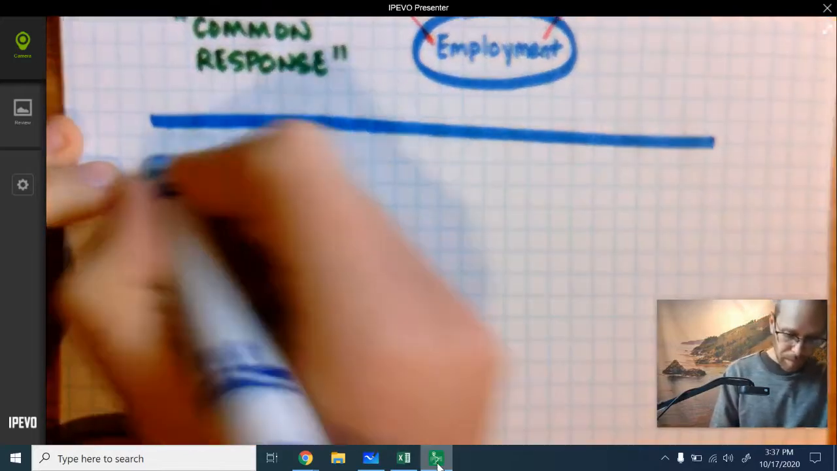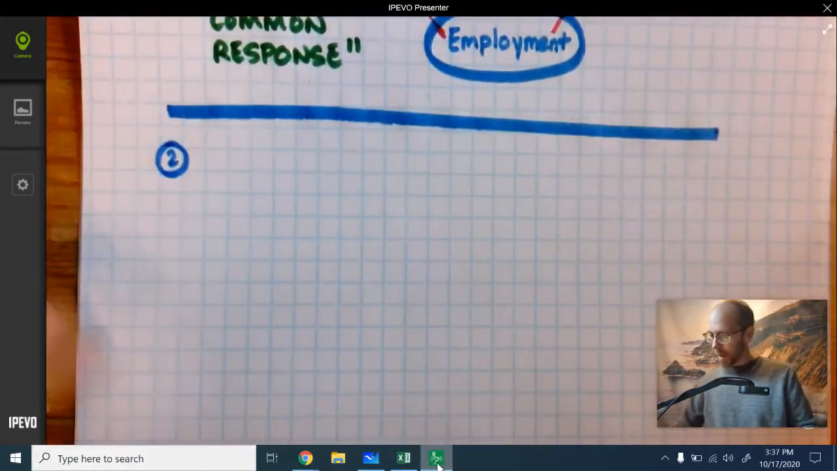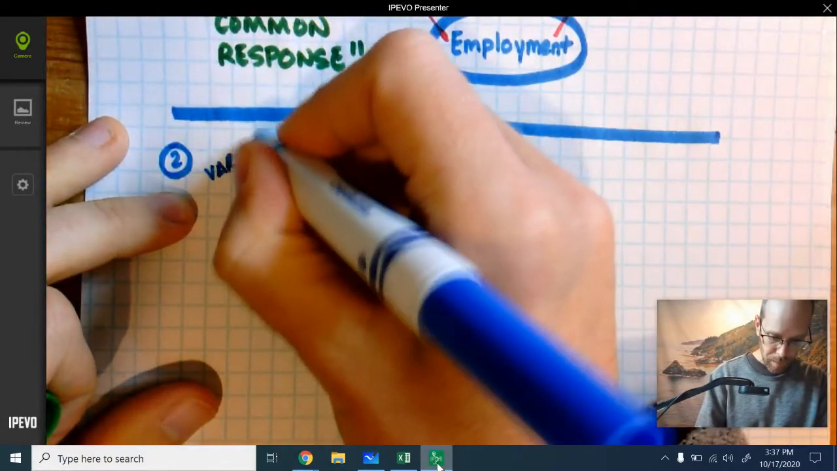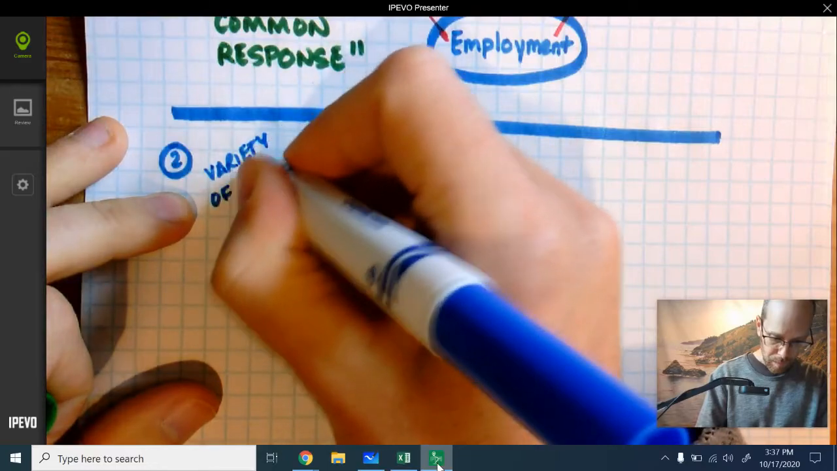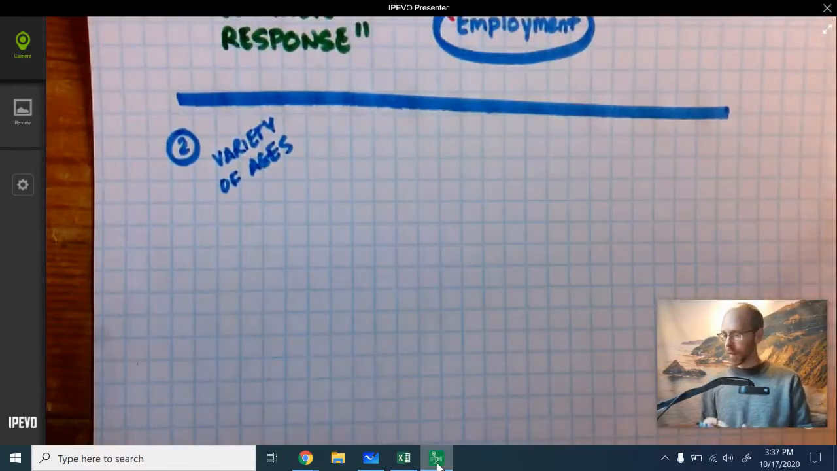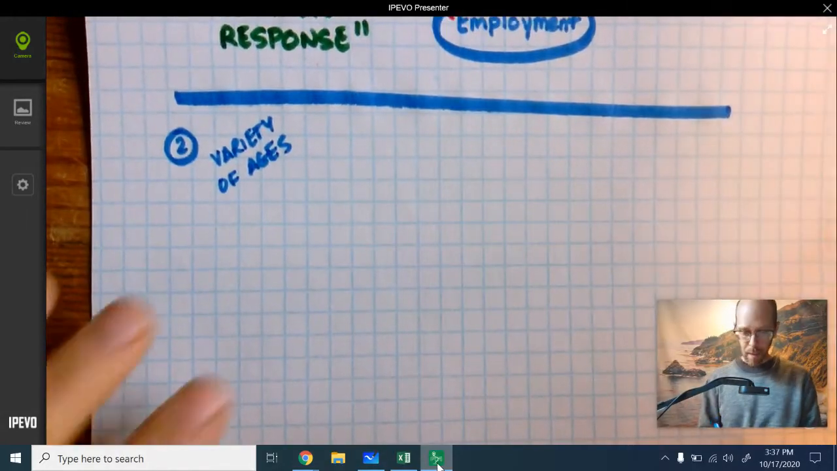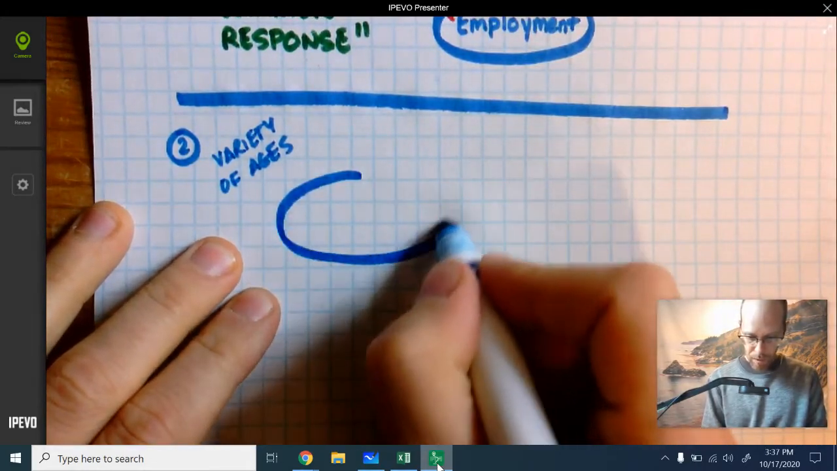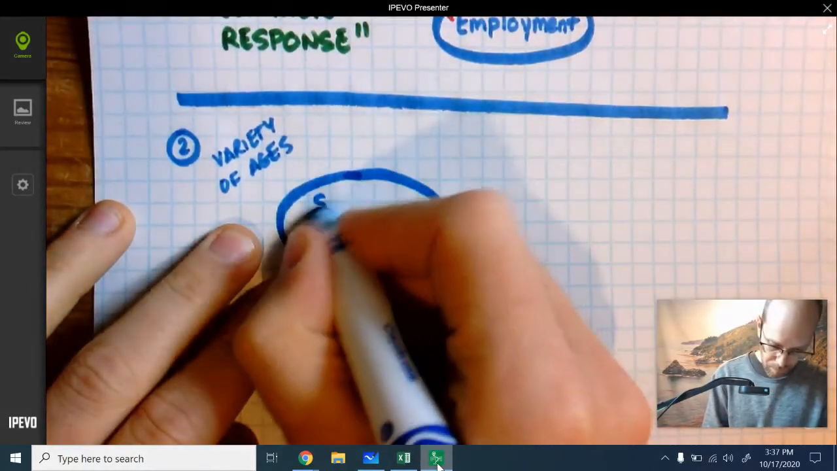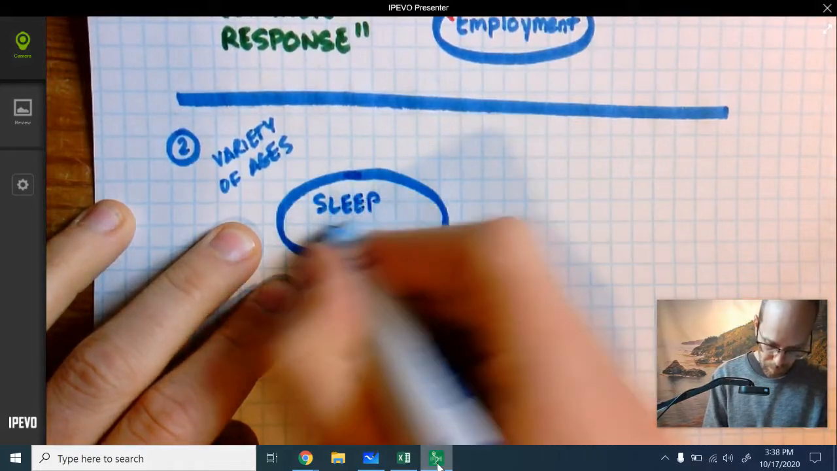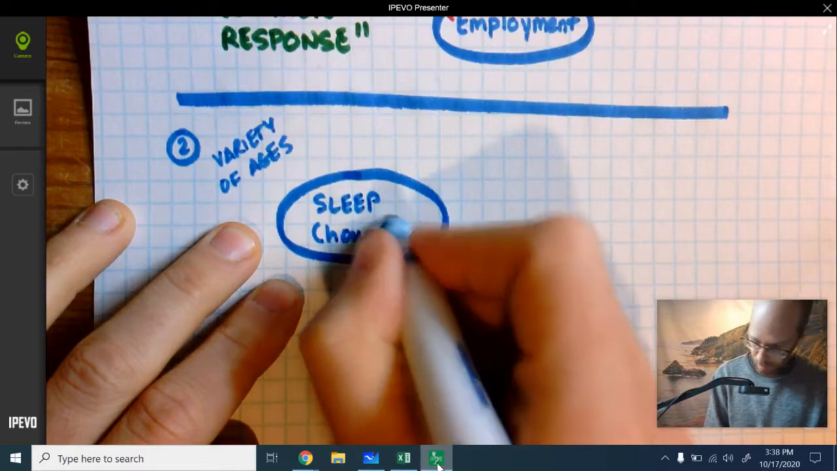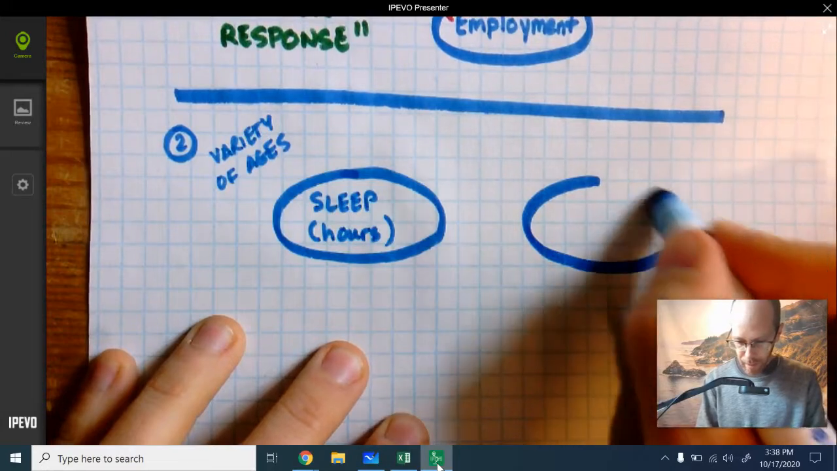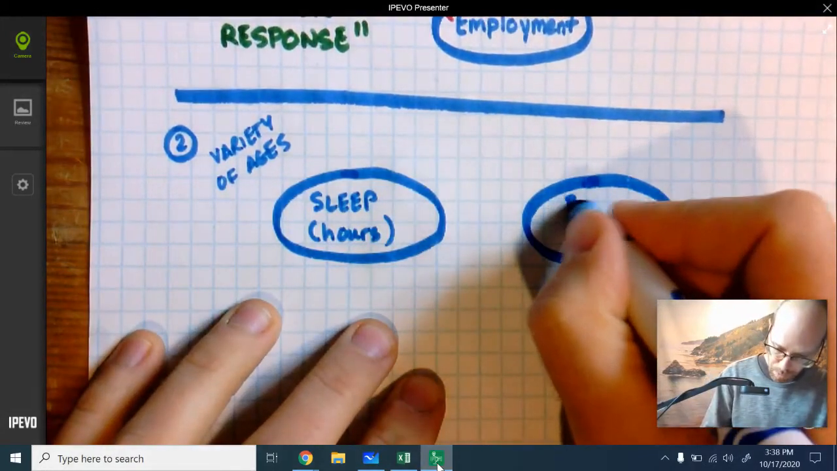Here's our second one. This time we have people with a variety of ages. Not sure whether that's important or not, but I just figured I'd let you know. And this time we have a study where we go out and we ask them how many hours a week they sleep. Once again, measured in hours. And then we measure their blood pressure.